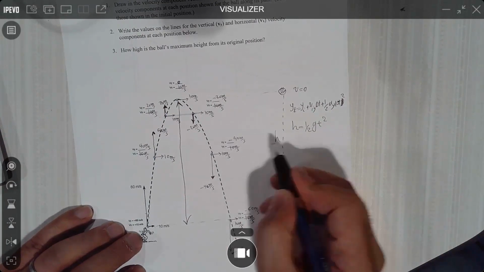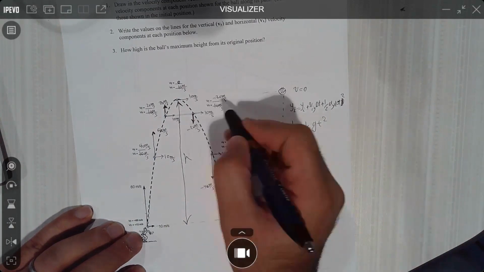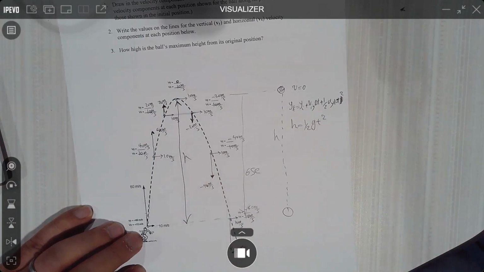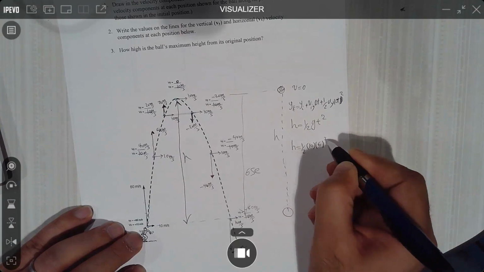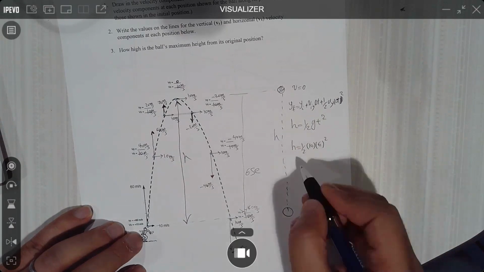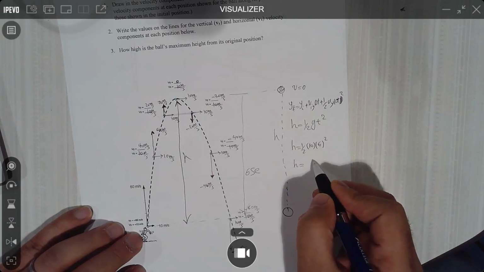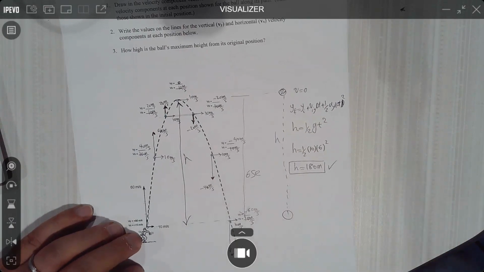What is h? h is going to be this height or this height. And how many seconds is it from here to here? 6 seconds. So h will be 1/2 times 10 times 6 to the power of 2. So what is the height then? 180 meters. This is part 3.